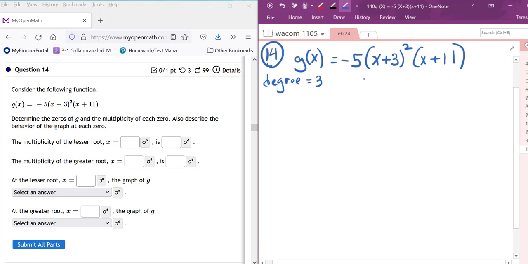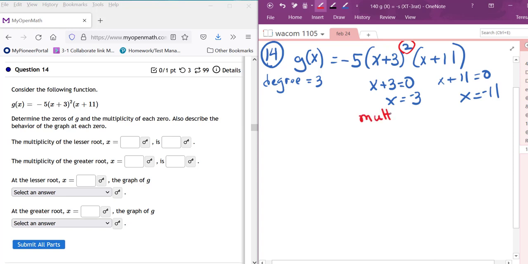So when you have factored form, you just set each one equal to 0, and you're not going to get a solution from this one because there's no variable. So x plus 3 equals 0. The x will be negative 3. This one, x plus 11 equals 0. X will be negative 11. Right? Your multiplicity is, this one occurs 2 times, which is even. So it's going to bounce. So this 0 has multiplicity 2.